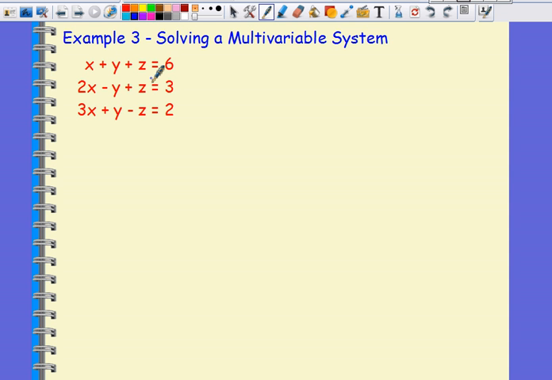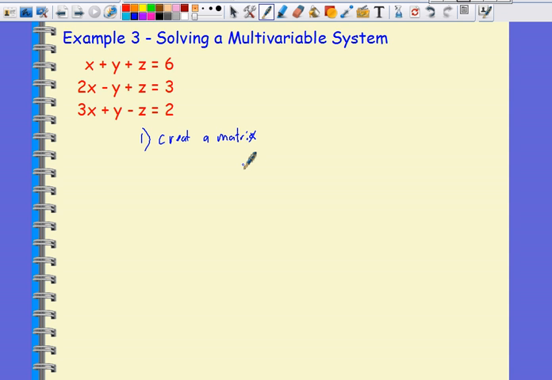Okay? You have to create your matrix. So we're going to make one matrix out of this whole thing. So first of all, you got to figure out the size. Matrices are always rows by columns. When you figure out a matrix, it's always rows by column.